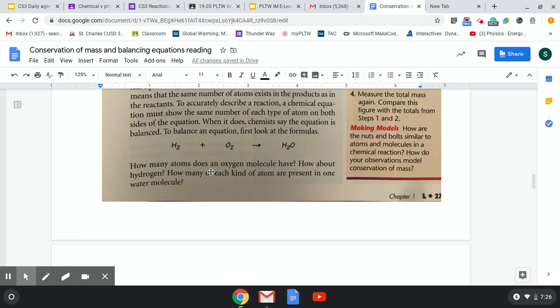How many atoms does an oxygen molecule have? So this is your oxygen molecule. How many atoms of oxygen are there? There's two. How about hydrogen? There's a hydrogen molecule. It has two as well. How many of each kind of atom are present in one water molecule? So this is one water molecule, and what we have is H2O. So we have two hydrogens, and we have one oxygen. So right now, this is not balanced. I have two on this side and only one on this side. So we need to balance that.